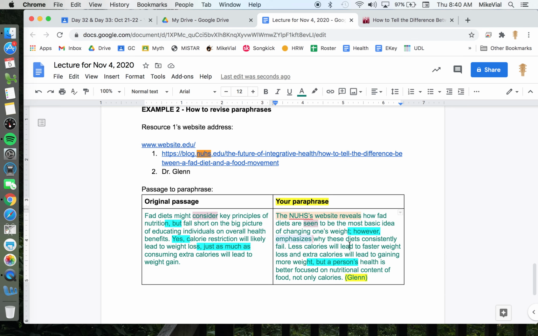That is my example, and I want you to work on adding your orange, continue doing purple, and working on the blue, the syntax variety. That's the hardest part. It takes a lot of practice. Good luck.